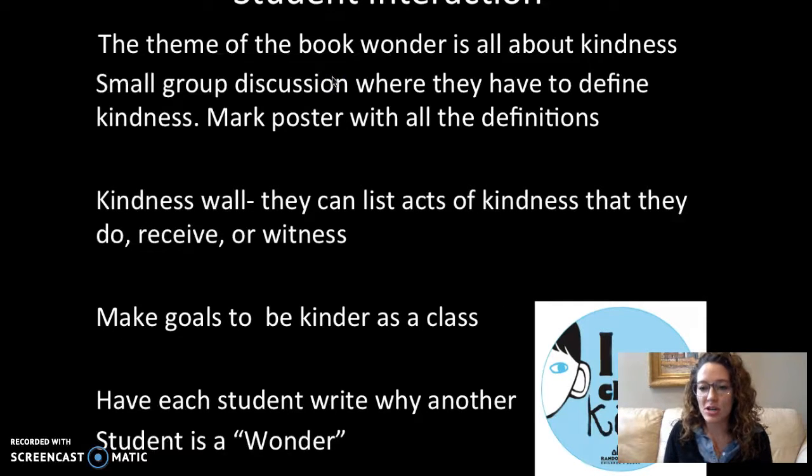You could have some more student interaction. It's all about kindness, like I said. You could have small group discussions where they decide what it means to be kind. And then you could make a poster that's all connected with all the different definitions of what it means to be kind. You could also have a kindness wall where you have the kids list acts of kindness that they receive or witness. That could show that kindness happens a lot more than maybe we understand. And then you can make goals to be kinder as a class.